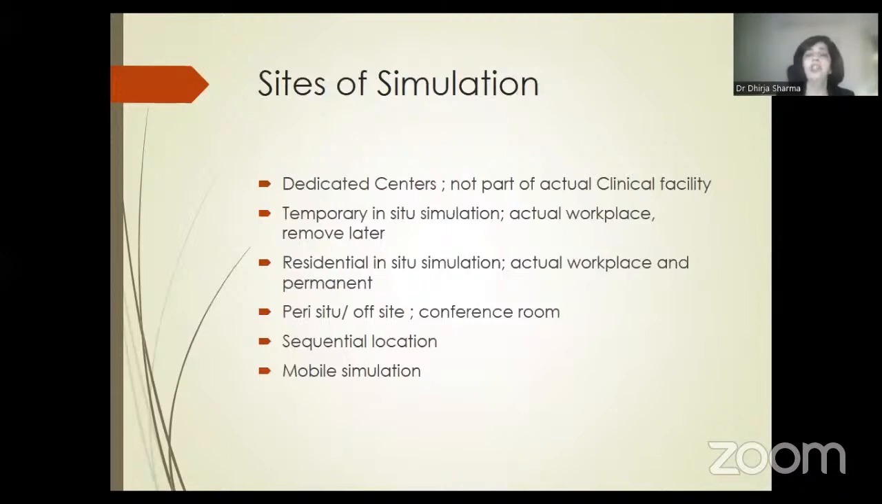The fifth type is the sequential location, in which case we may move the simulation from, say, a dedicated center, and then part of the simulation may be done in a clinical setting or in a conference room. The last one is mobile simulation, in which the simulation facility moves from one place to another.